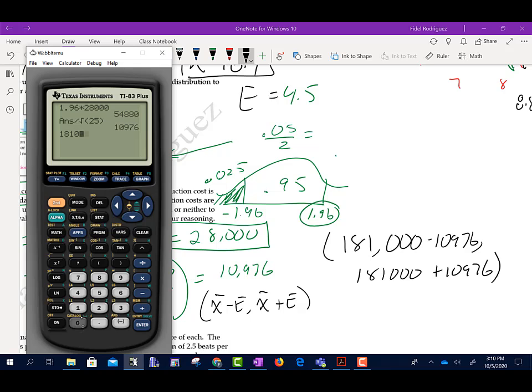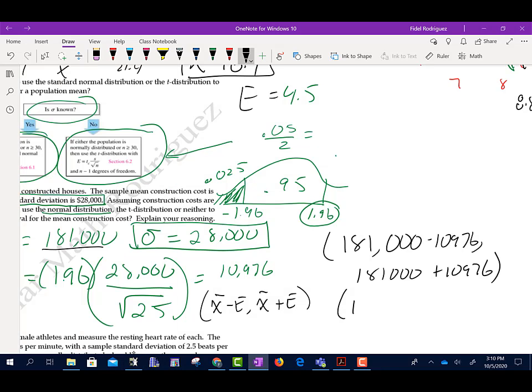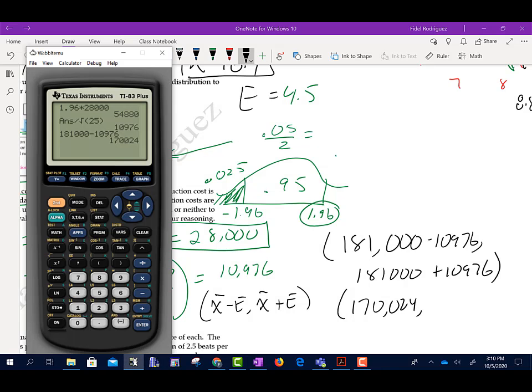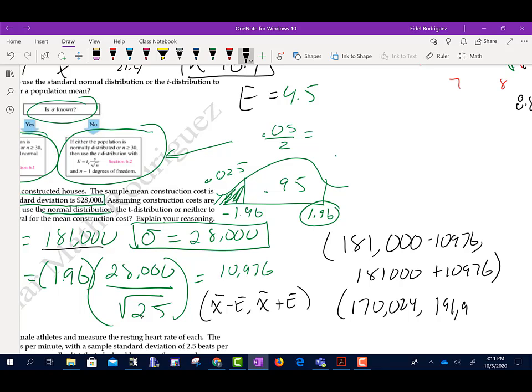So let's go 181 minus 10,976, okay? So the first number I'm coming up with is 170,024. And the second one, let's come back here, change that minus to a plus, and enter, is 191,976. Boom. And here is my confidence interval, okay?